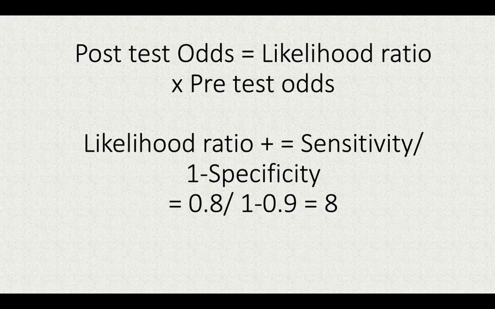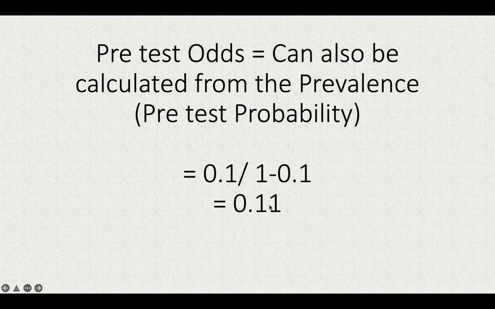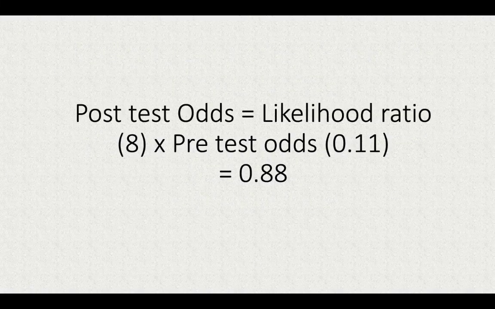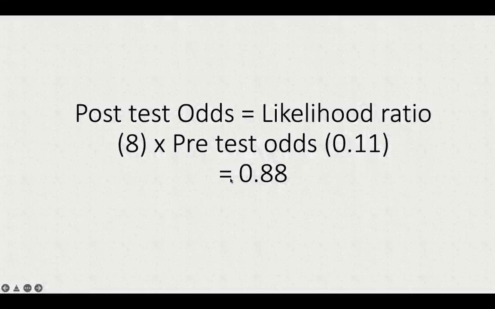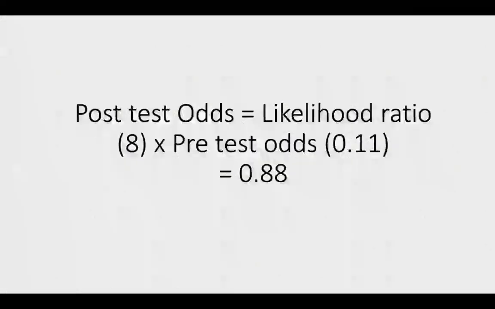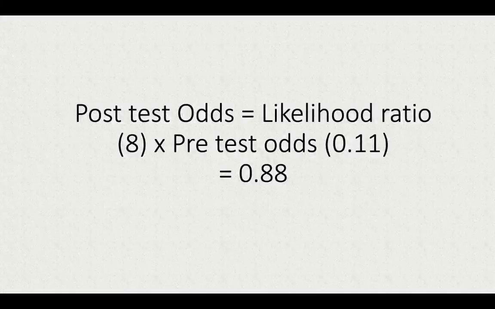So just put this 8 into the formula, and we know the pre-test odds. What were the pre-test odds? The pre-test odds were 0.11. Just multiply 0.11 by 8. In this way, you will get post-test odds. Remember, they are not asking us to find out the post-test odds. They are asking us to find out the post-test probability. Once you have odds, it is super easy to find the probability. So we have post-test odds. As you can see here, we multiply the likelihood ratio, which we found, and the pre-test odds, and it is 0.88.